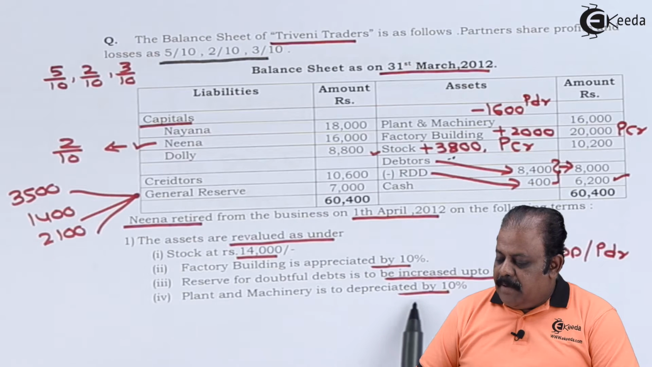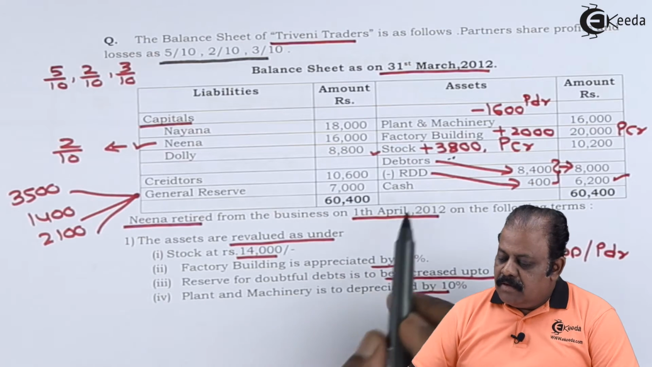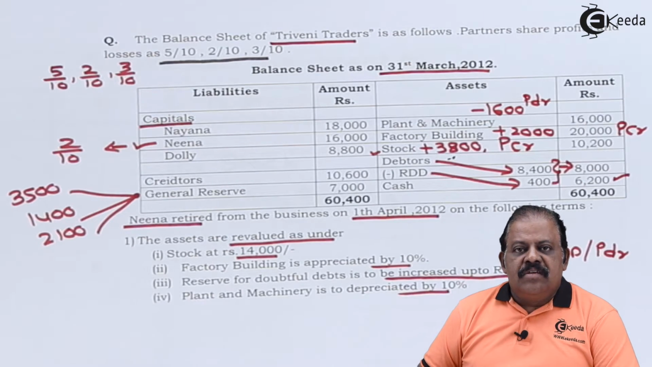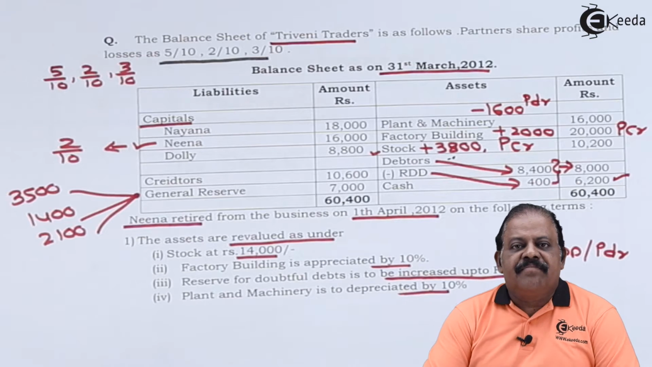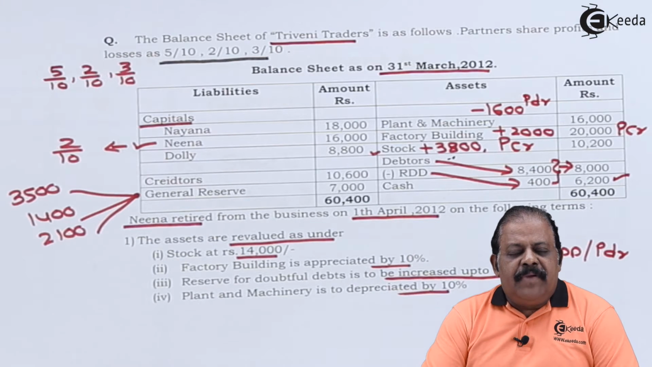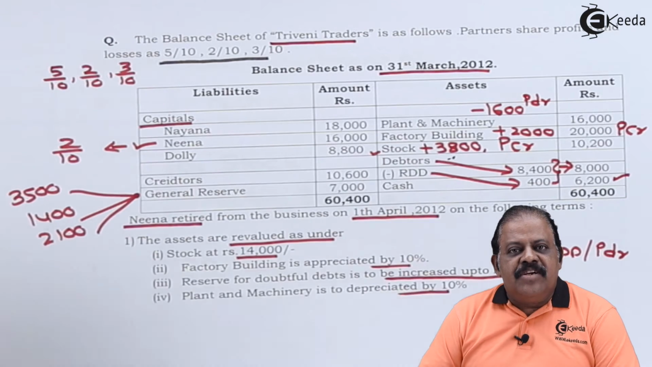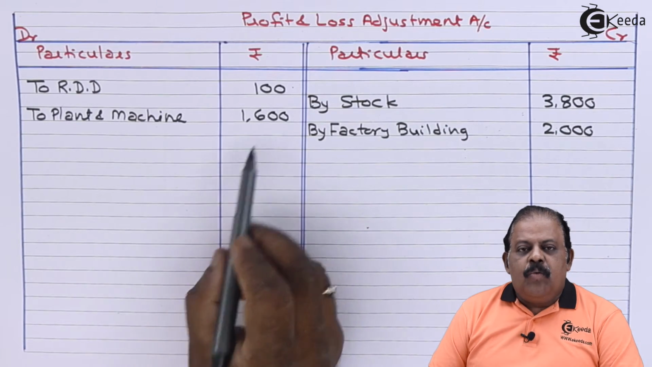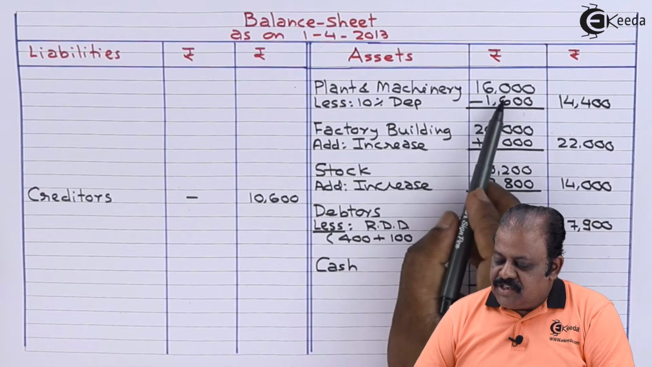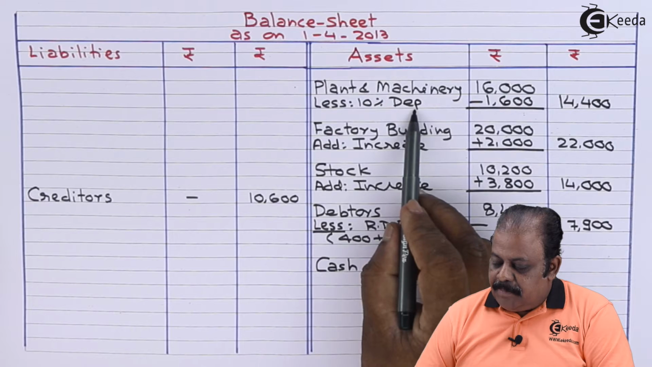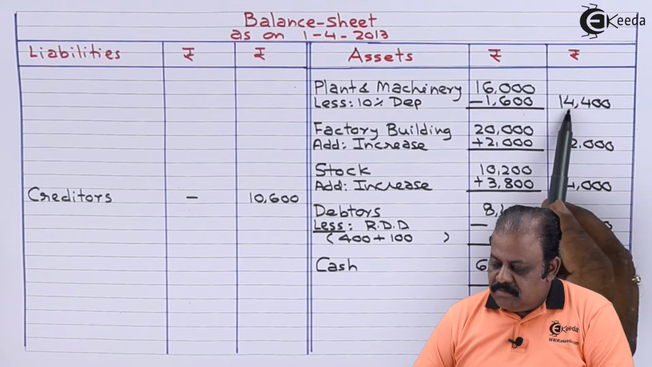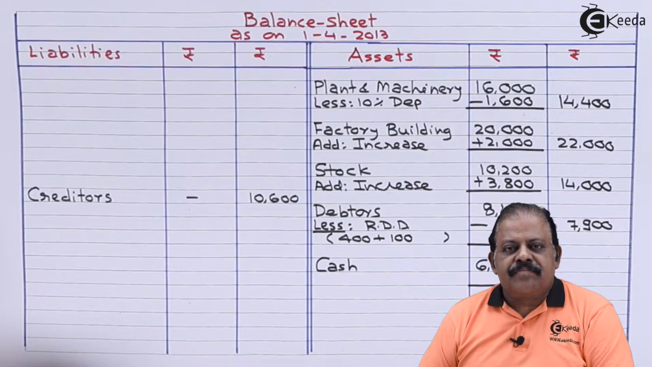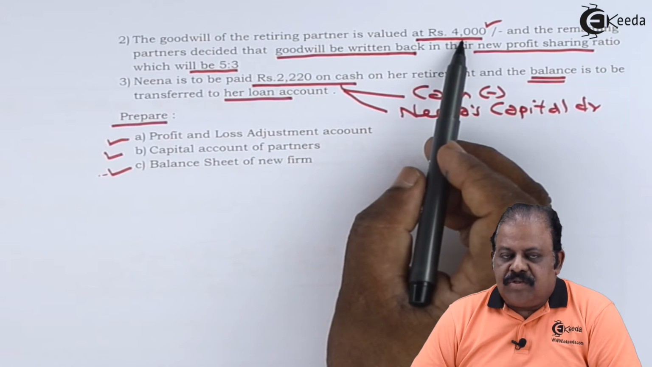Plant and machinery is to be depreciated by 10%. Plant and machinery we have 16,000. 10% is 1,600. This will be debited to profit and loss adjustment account. On the asset side, this will be decreased from the amount of plant and machinery. Profit and loss adjustment account debit to plant and machinery 1,600. Plant and machinery 16,000 less 10% depreciation 1,600. Now it is 14,400.